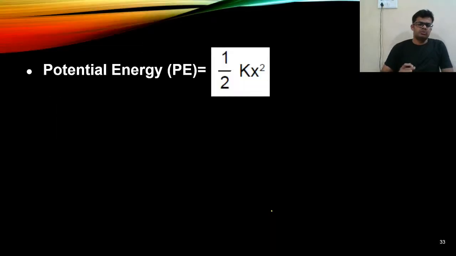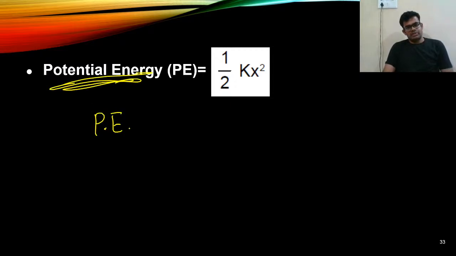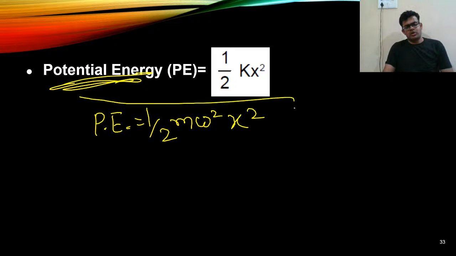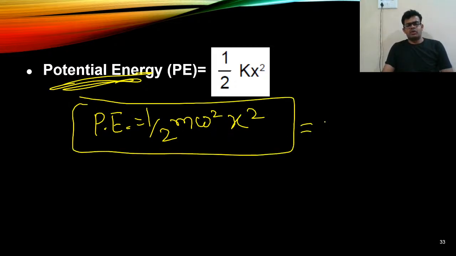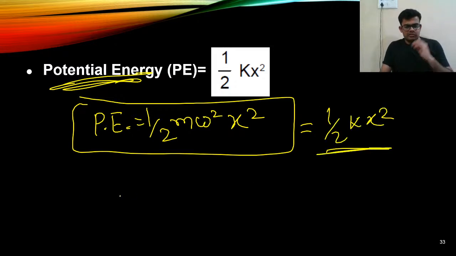Next, let us talk about position. My dear friends, remember the formula of potential energy. Potential energy can be given by half m omega square into x square. We all know m omega square can be written as k, so another formula will be half k x square. So this is the formula of potential energy.